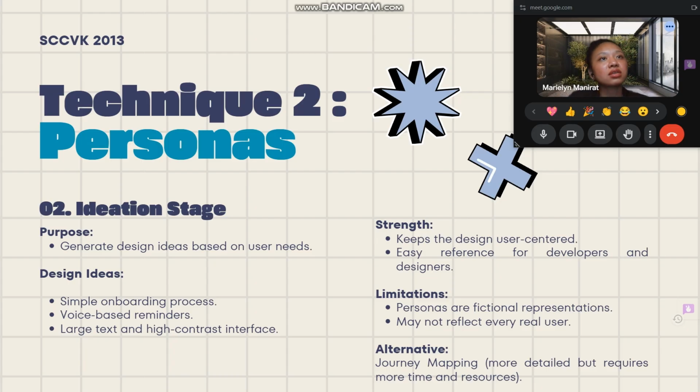The main advantage, or strength, of this ideation stage is that personas provide a shared understanding among designers and developers, bridging the gap between user-centered design and the users themselves. They also have a limitation, which is that personas are quite fictional as representatives and may not fully reflect every real user in the population. The alternative that we suggest for personas is journey mapping, which is more detailed and concise in the aspect of time and resources.